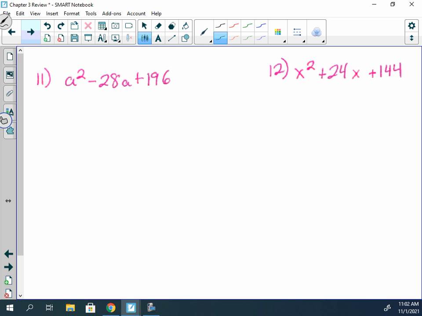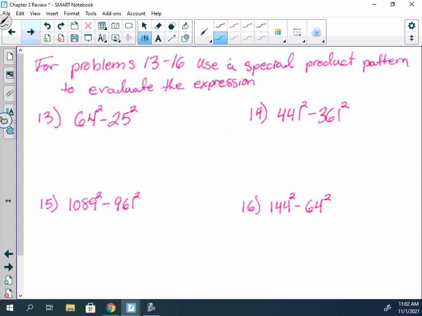Questions on 11 or 12? 11 and 12 are just going to be the same as what we did at the beginning. It just works out that the sets of parentheses will be the exact same. So for 11, it would be a minus 14 times a minus 14. It's just the same set of parentheses squared. Questions on 13 through 16?